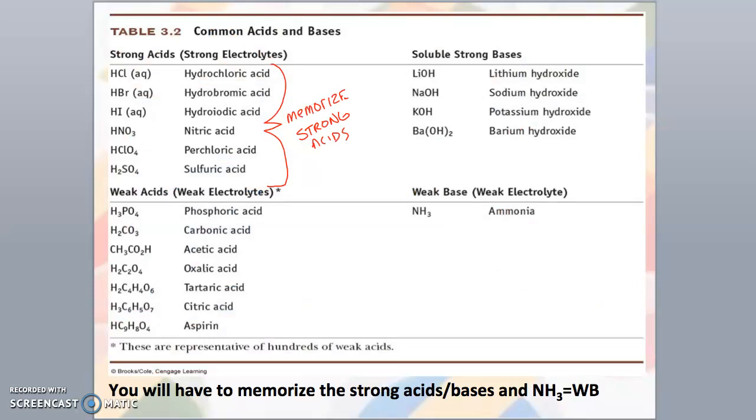This is a chart from your textbook that lists some of the common acids and bases. You will need to memorize the 6 strong acids and the weak base ammonia.